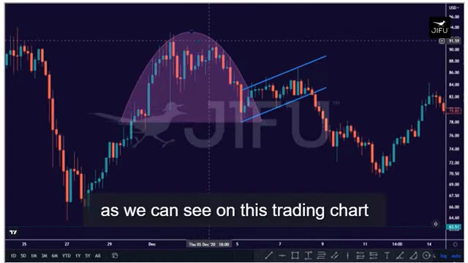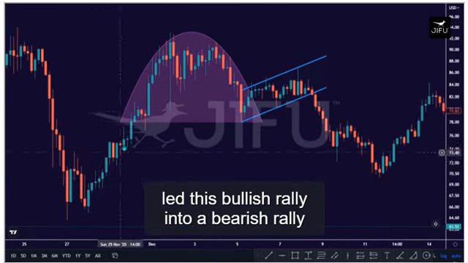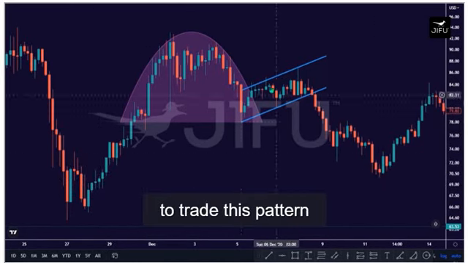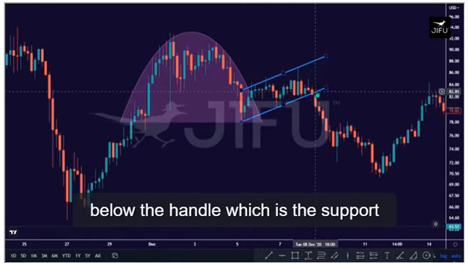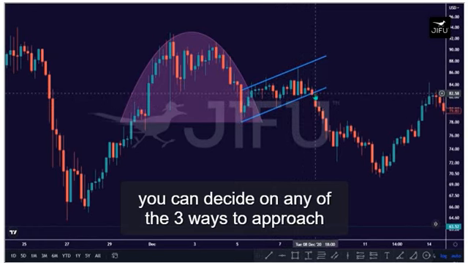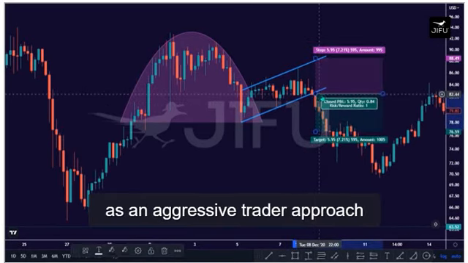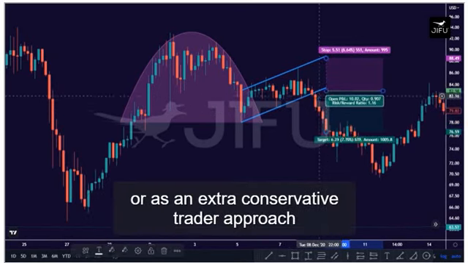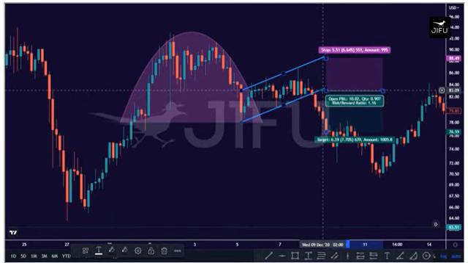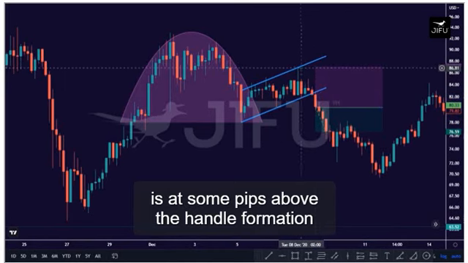As we can see on this trading chart, the inverted version of the cup and handle pattern formation led this bullish rally into a bearish rally. To trade this pattern, look out for a bearish close of the bar below the handle, which is the support. You can decide on any of the three ways to approach the trade entry as discussed on the upright cup and handle formation, which are as an aggressive trader approach, as a conservative trader approach, or as an extra conservative trader approach. Also, the best zone for your stop loss is at some pips above the handle formation.